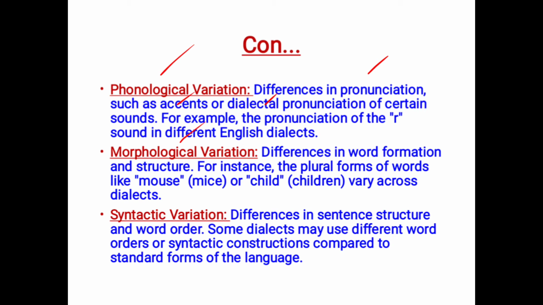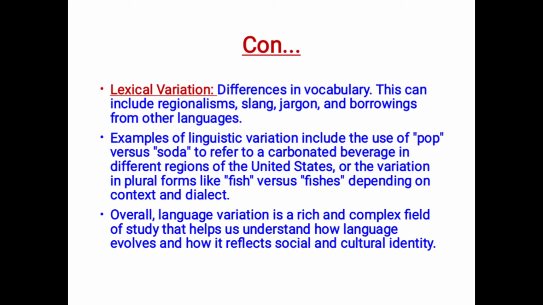Morphological variation: differences in word formation and structure. For instance, the plural forms of words like mouse, which means mice, or the word child, which means children, vary across dialects. Then we have syntactic variation: differences in sentence structure and word order. Some dialects may use different word order and syntactic constructions compared to standard forms of the language.